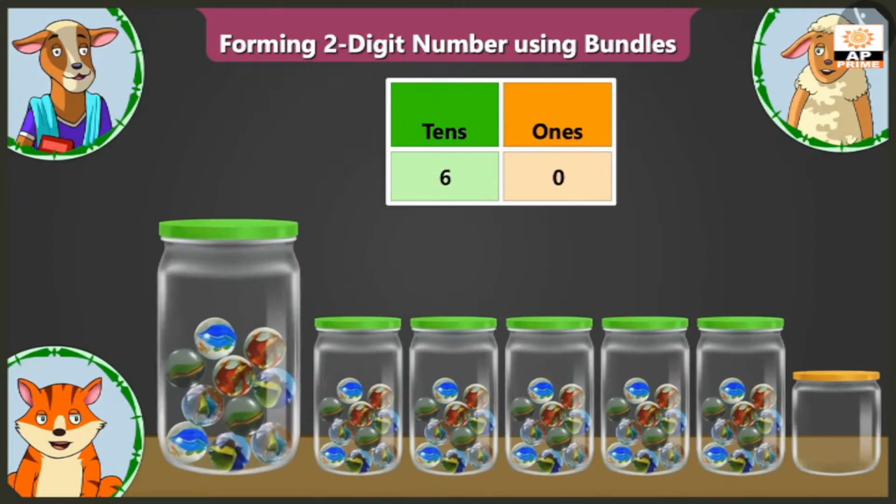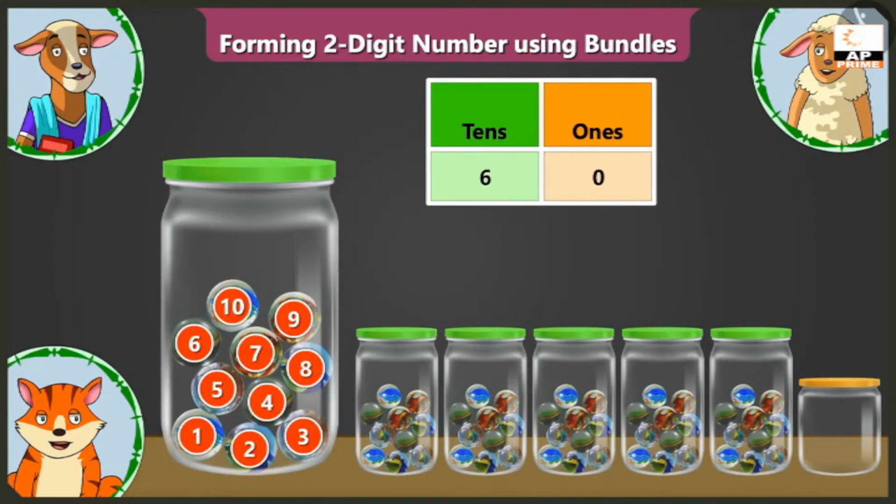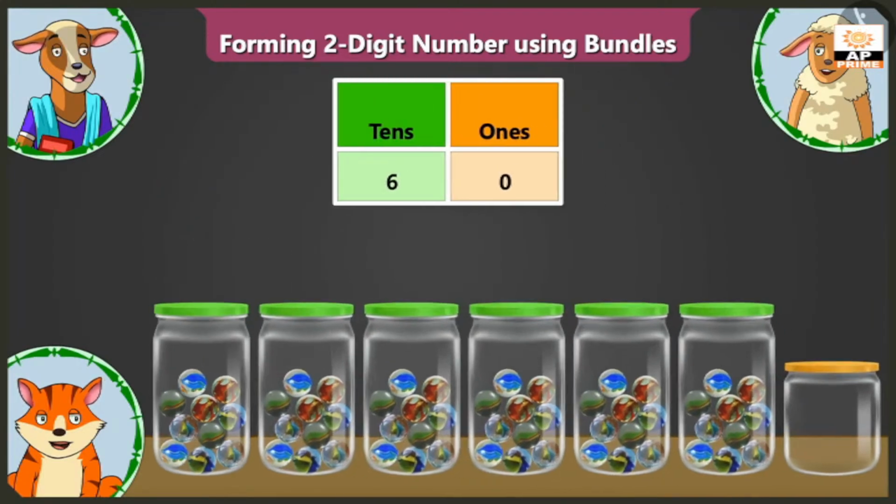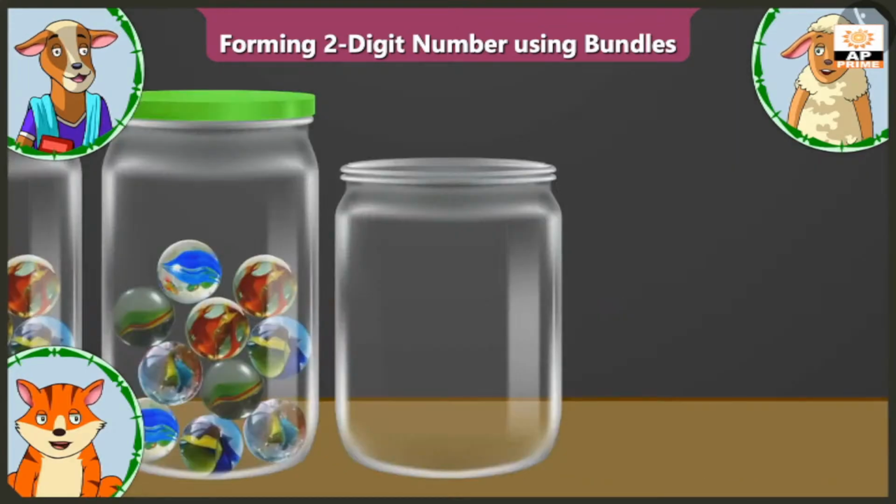Understood, children? A group of 10 objects is called one group of tens. Similarly, whatever is the number of groups, you have to write that number in the tens box. And when there is not even one object in the group, you have to write 0 in the ones box. We understood. Now look, in this empty 7th jar, I am putting some marbles in it.